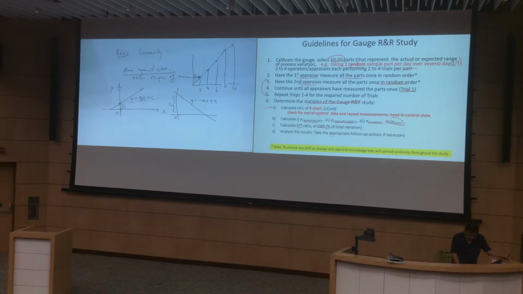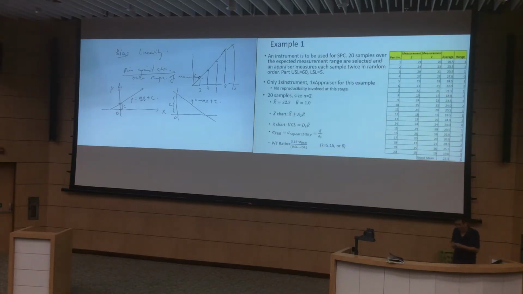Okay? So we take this example. Now, this example is very simple. I just let you sink in first. This is an example where we have only one appraiser, so we don't have a second appraiser. We have 20 parts, and each part we measure 2 times.